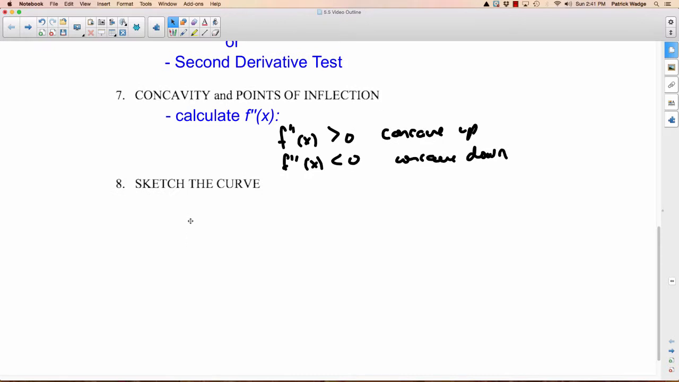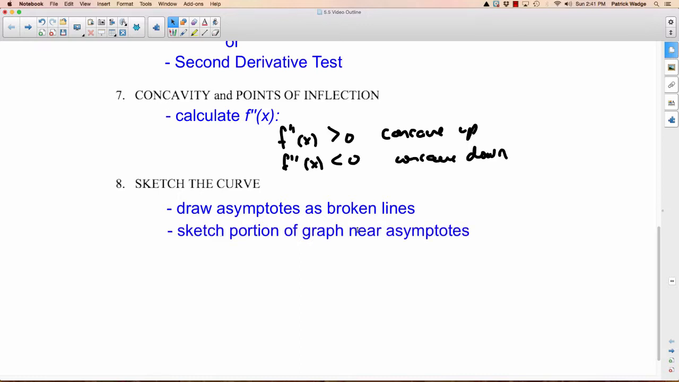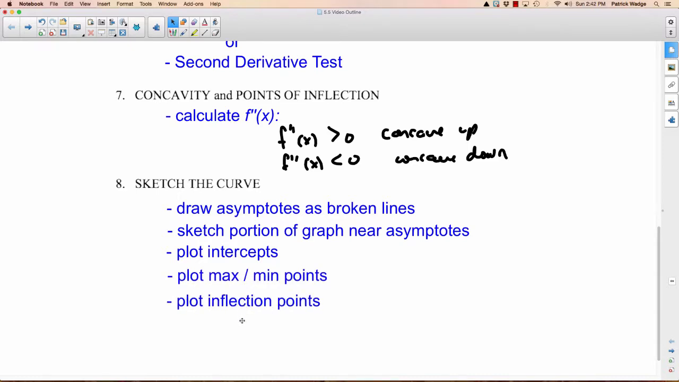Now, when it's time to sketch the curve, what I recommend is you draw asymptotes as broken lines, and that you sketch the portion of the graph near the asymptotes. Remember, that's when we'll figure out whether it's going up towards infinity or towards negative infinity or whatever. You plot the intercepts, the x-intercepts, the y-intercepts, plot the maximum and minimum points, plot the inflection points, and then you can finally draw the curve.